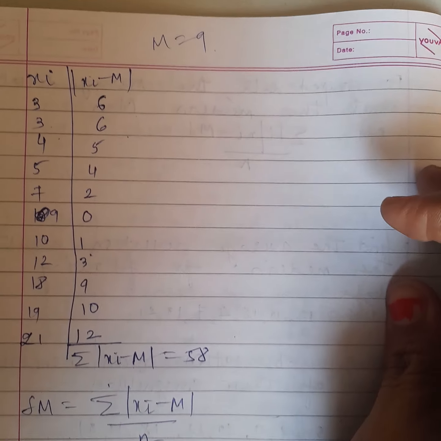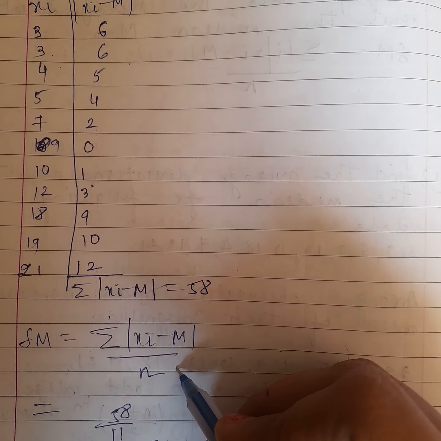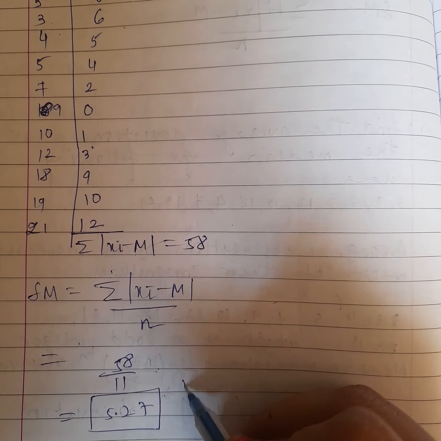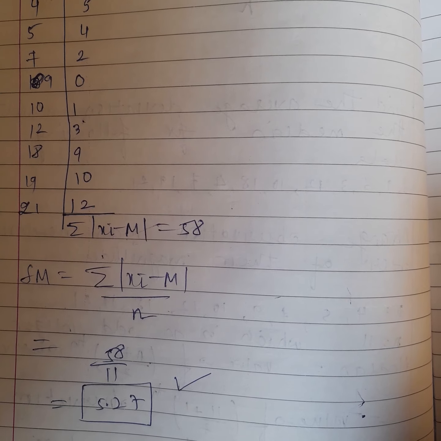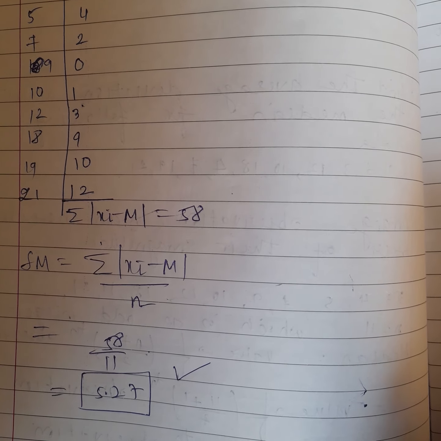So according to the formula, delta m equals sigma mod of xi minus m divided by n. So 58 divided by 11 is 5.27. In this way we can solve for the median and the average deviation about the median for ungrouped data.